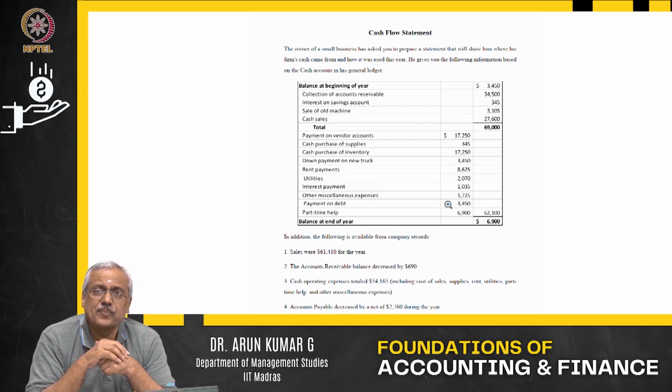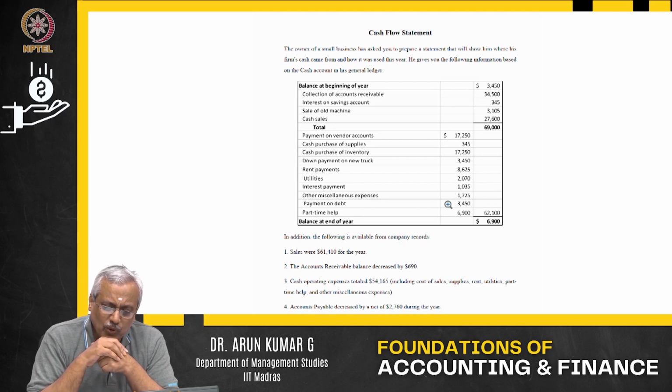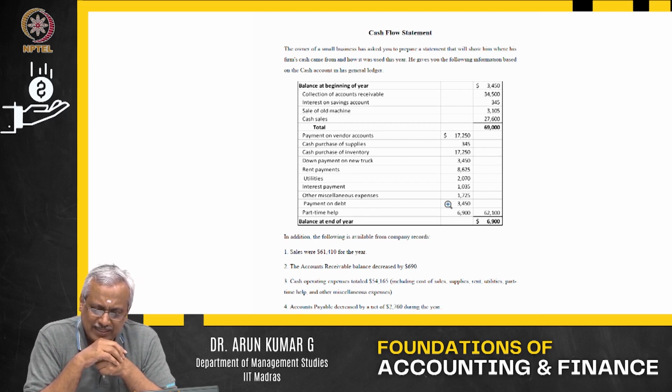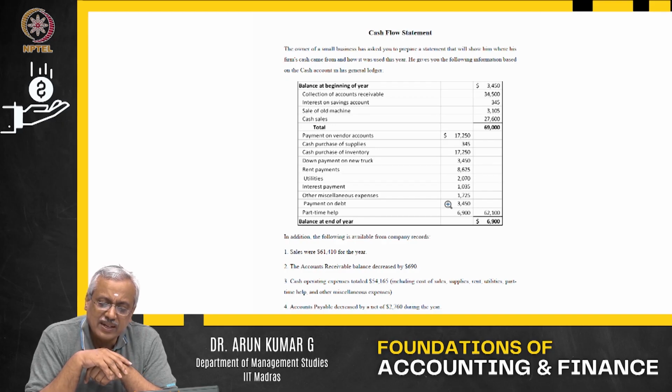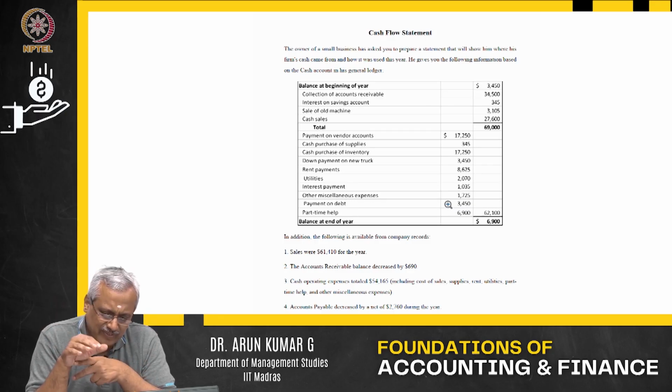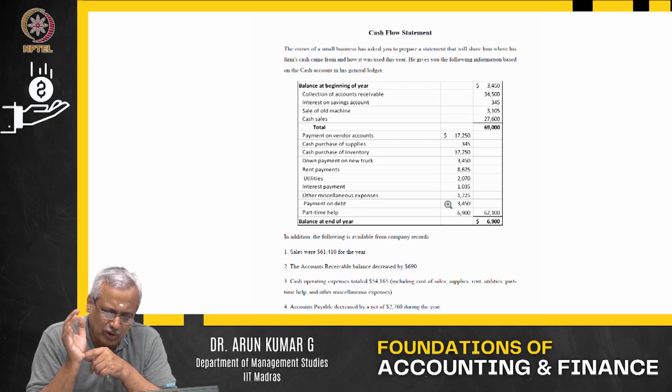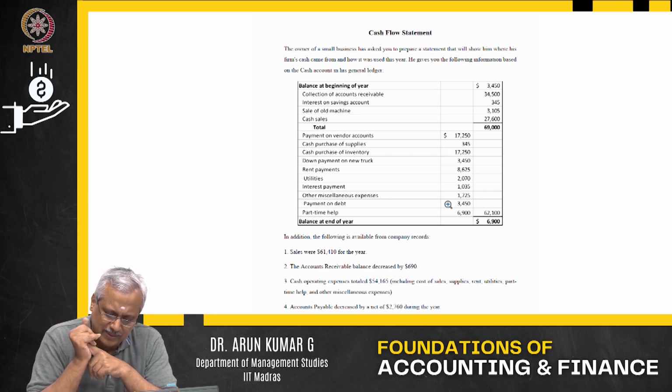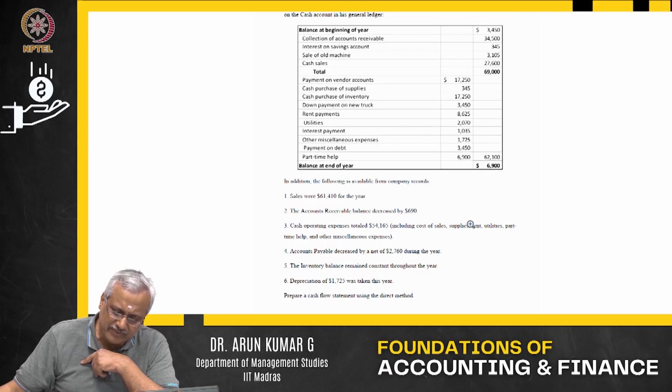Now, let us focus on this. It says, the owner of a small business has asked you to prepare a statement that will show him where his firm's cash came from and how it was used this year. He gives you the following information based on the cash account in his general ledger, the way he keeps his books: collection from accounts receivable, interest on savings, sale of old machine, cash sales, payment to vendors, cash purchases, supplies, inventory, down payment for new truck, rent, utility, interest, miscellaneous, part-time help, payment of redundant debt, etc. And then they have given you a lot of additional information.